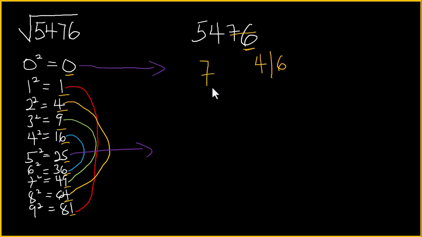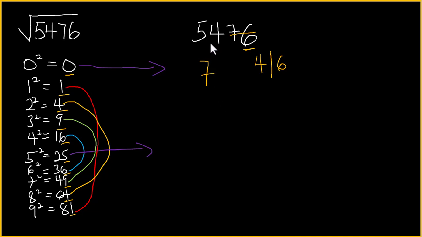So after getting the number 7, we have 2 numbers here. We have 4 and 6. So it is either 74 or 76 that gives us the root. So the root of 5,476 is either 74 or 76. And since we don't want to guess here, we want an accurate answer.